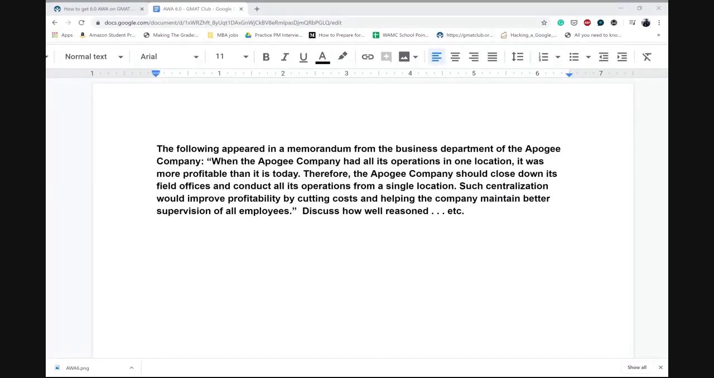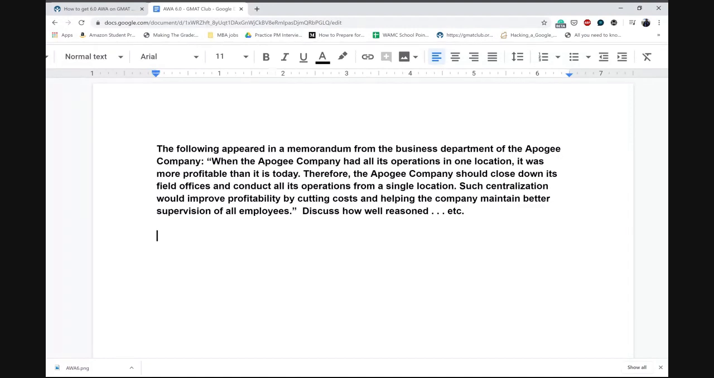So I'm going to give you guys a few minutes just to read the whole thing and then figure out a strategy. And then I will follow the exact Chinese Burned guide to actually write an AWA just like I would during the GMAT. So let's read this along together.